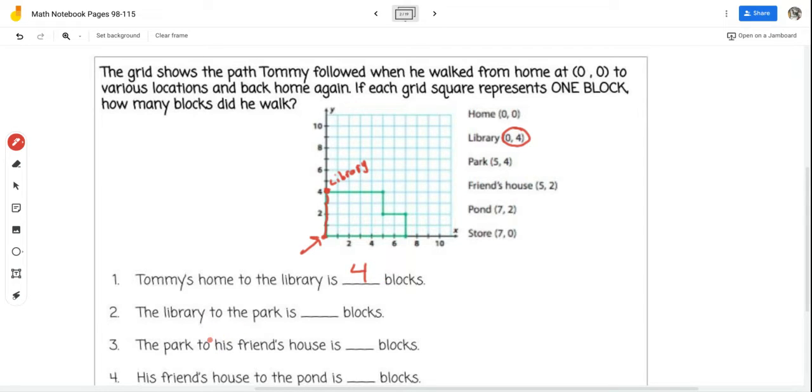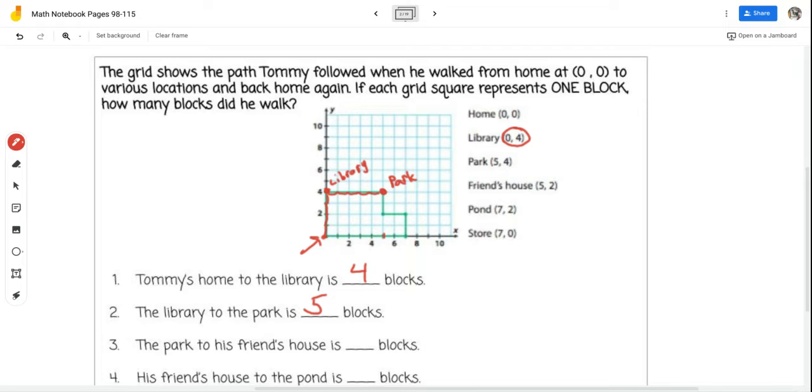Okay, now he's going from the library to the park. The park is at 5, 4. I'm assuming that's here. Let's see, 5 on the x-axis, 4 on the y. Yep, this is the park. So if he's walking from the library to the park, he's going to go 1, 2, 3, 4, 5 blocks.